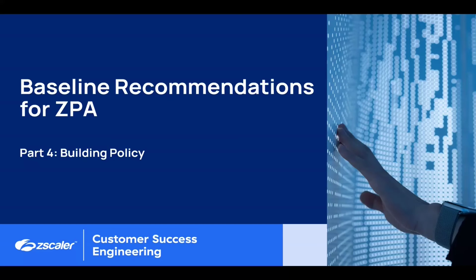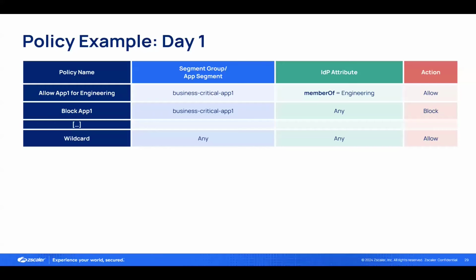In this series of short videos, we're taking a look at the baseline recommendations for configuring Zscaler Private Access. This is part 4, Building Policy. First, let's start by taking a look at what policy might look like as a ZPA deployment and the Zero Trust Application Access journey progresses.